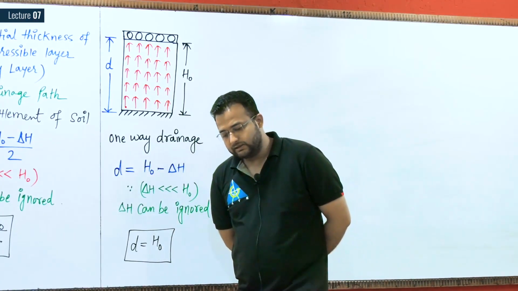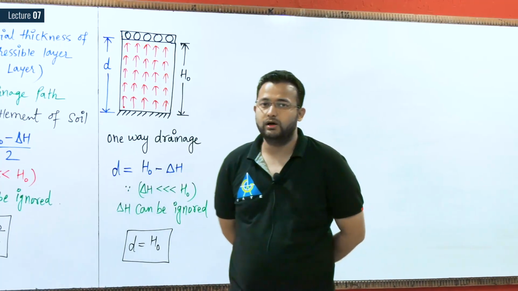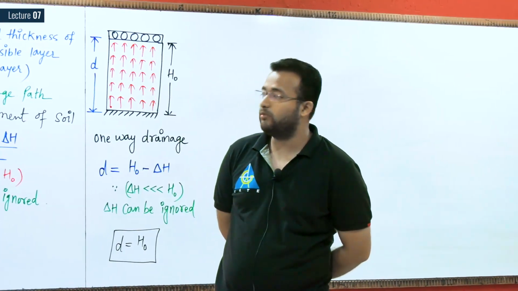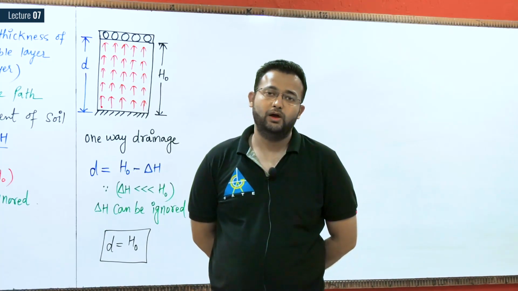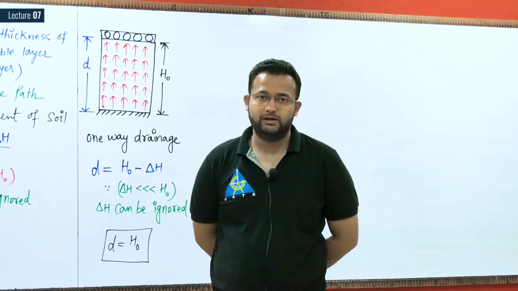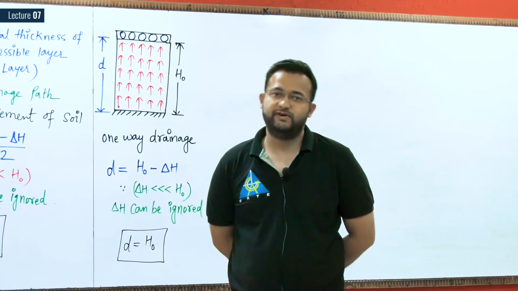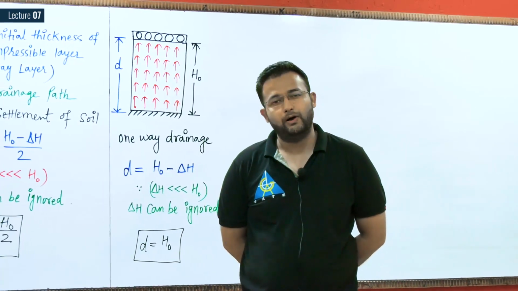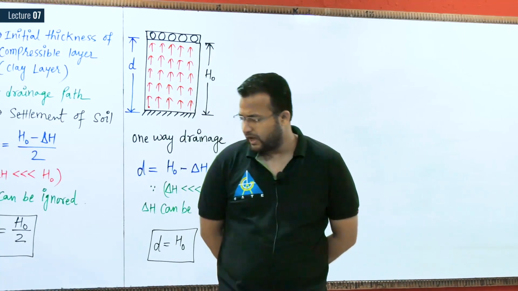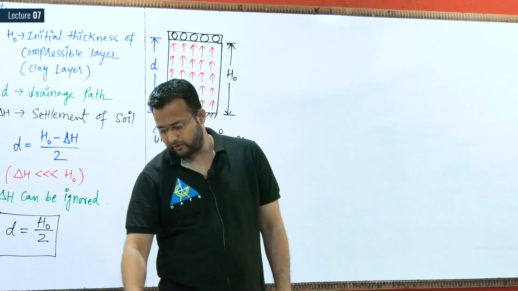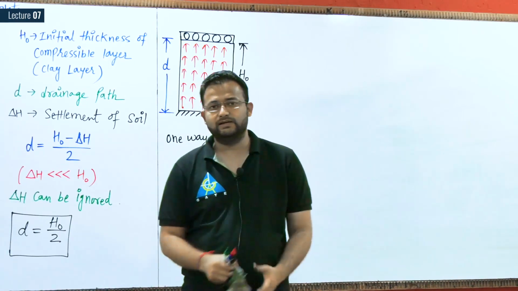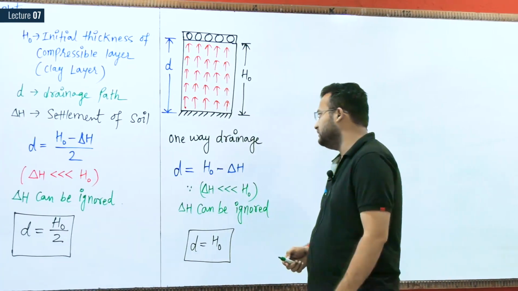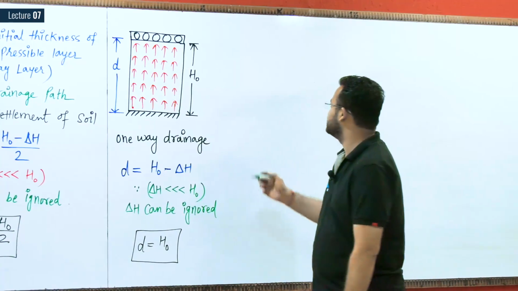Now this soil should have some properties, means in the form of assumptions I can discuss. This soil should be homogeneous, isotropic and semi-infinite. What is the meaning of homogeneous? I think in strength of materials you have already studied the meaning of homogeneity. Then also we can discuss. For example, I say the material is homogeneous.